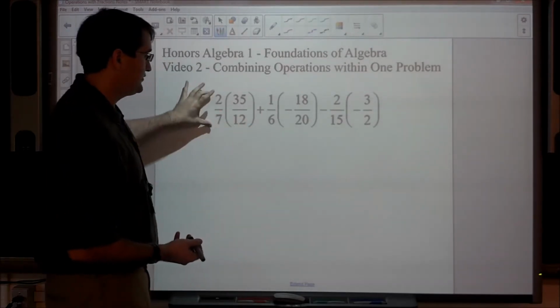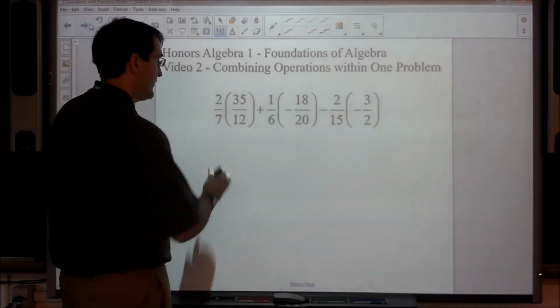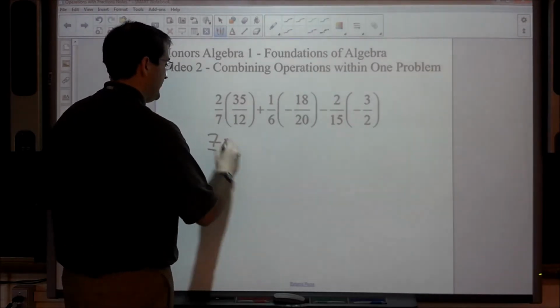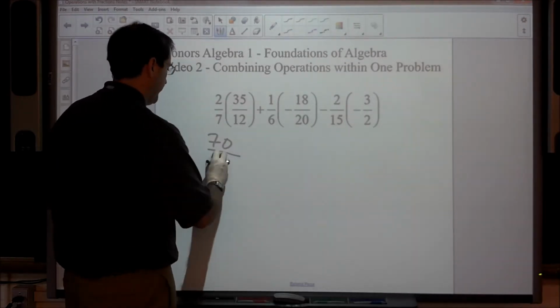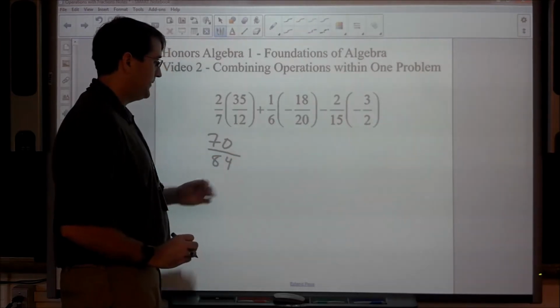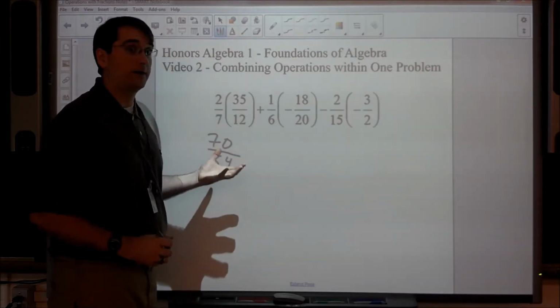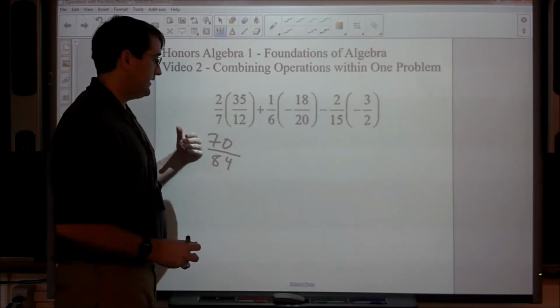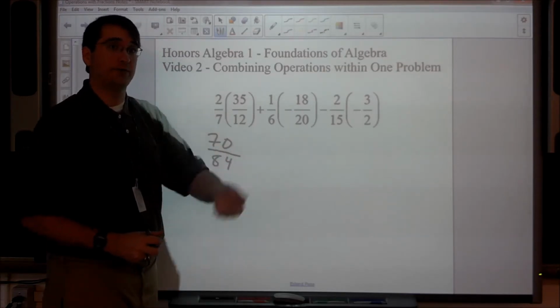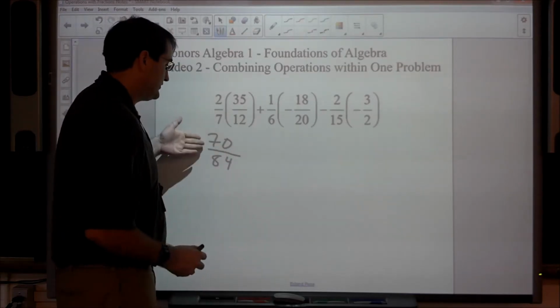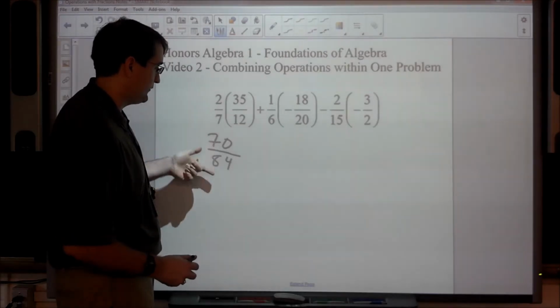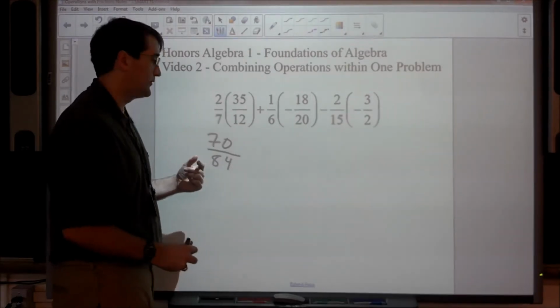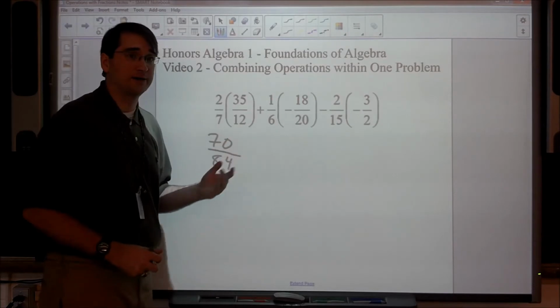fractions together, sure, we can just multiply them. 2 times 35 is 70, and then 7 times 12 is 84. But then we end up with a rather large fraction that we have to reduce. It's usually easier to reduce first. You can do this and reduce this. I can see at least a 2 is going to go into both of those things. So I could start there.